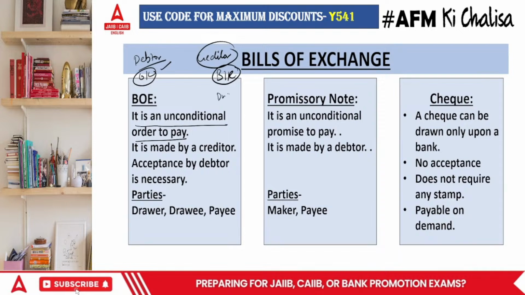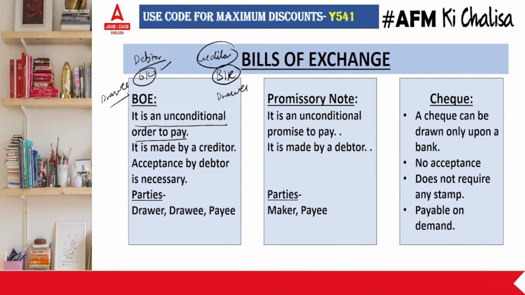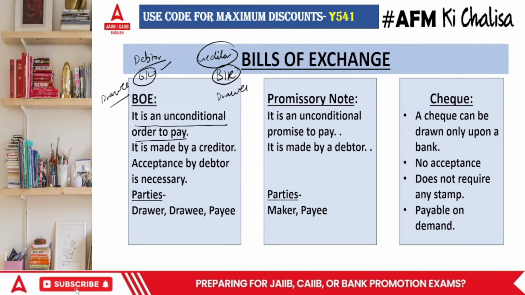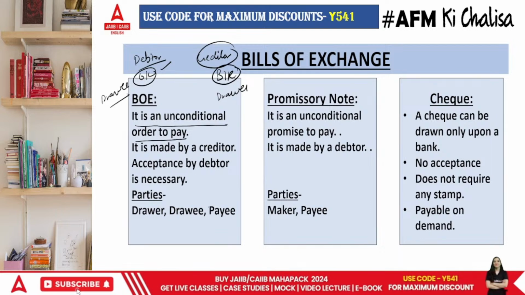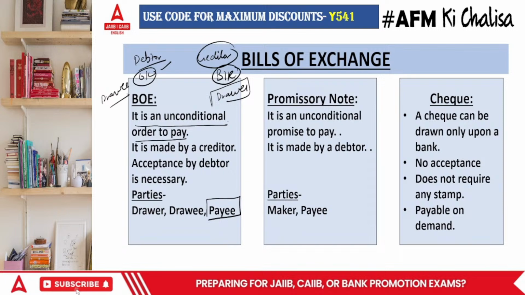You are the drawer, I am the drawee. You can always ask anybody else to receive the funds because ultimately you are the one who drew the bill. So you can ask me to pay to anybody. The payee can be either you or anybody whom you choose, but remember it's an unconditional order.